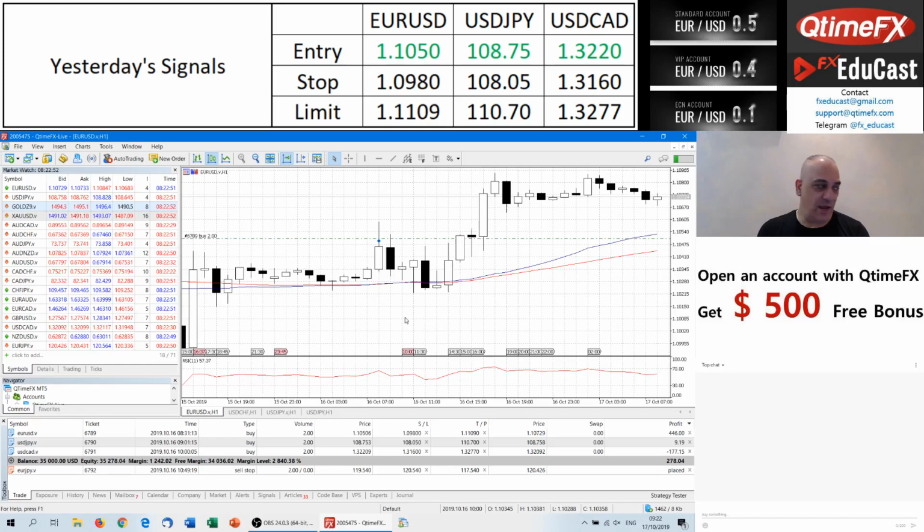The second signal we had yesterday was a long at the dollar yen at 108.75 with a stop at 108.05 and the limit at 110.70. This signal has been jumping into the profit zone and into the loss zone for the past 24 hours. As you can see on the screen, the highest price on the dollar yen today is 108.83 and the lowest is 108.64. So it's only a few pips of profit and loss. Currently it is almost exactly where we opened it.